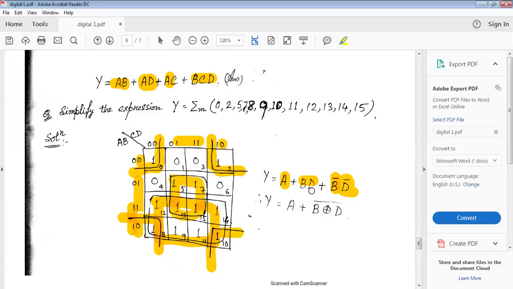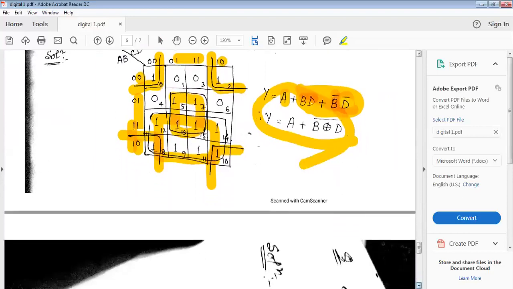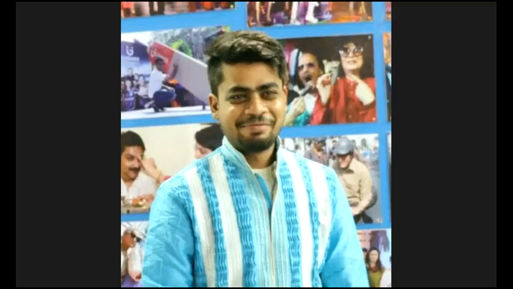So it becomes A plus BD plus B bar D bar, and that BD plus B bar D bar is the expression of the XNOR gate. So Y equals A plus B XNOR D is my final expression. That's how simplification can be done by using K-Map. We just have to put the ones in the cells and make pairs, and by that we have to find the expression. And another special case is there, which is known as the don't care condition.